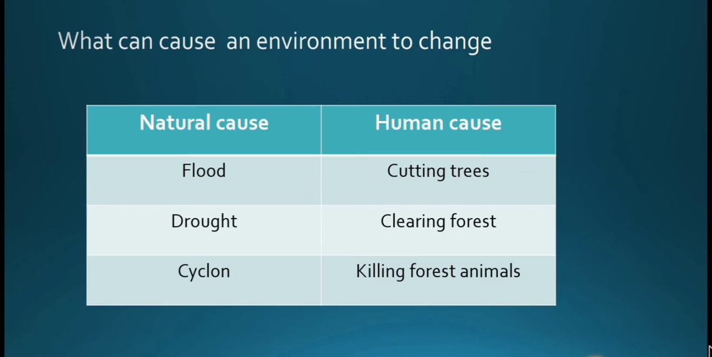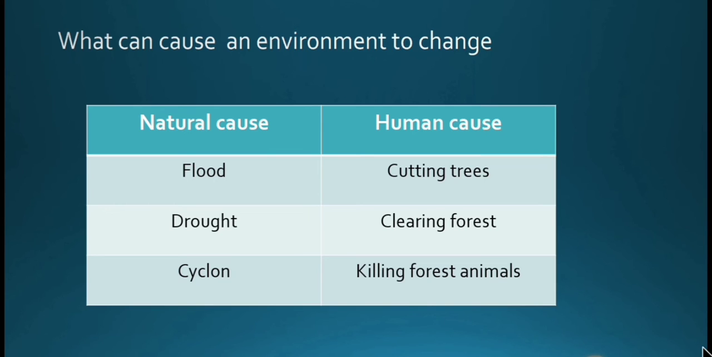Flood, drought, cyclone. And human causes are cutting trees, clearing forest, killing forest animals, etc. Not only cutting trees and clearing forest, if we kill the animals of the forest, that can also change the environment. Okay. So in your book, page number 19, you have to fill up these activities.